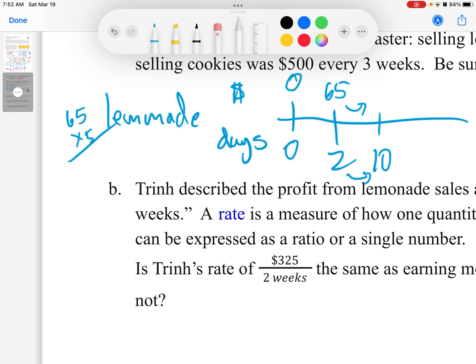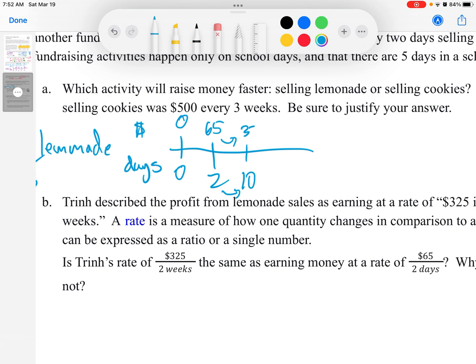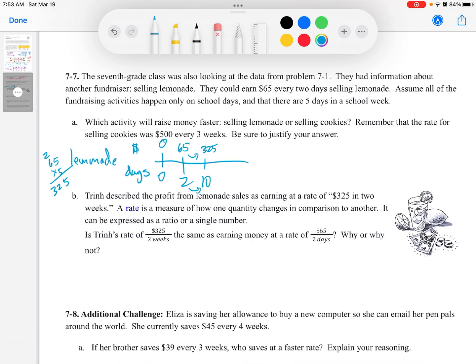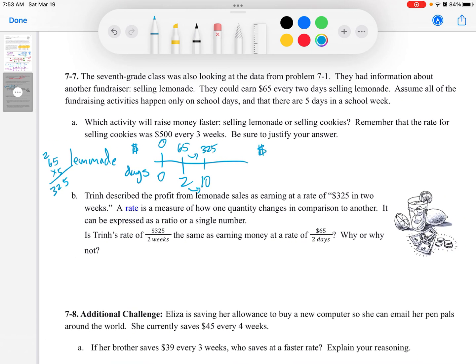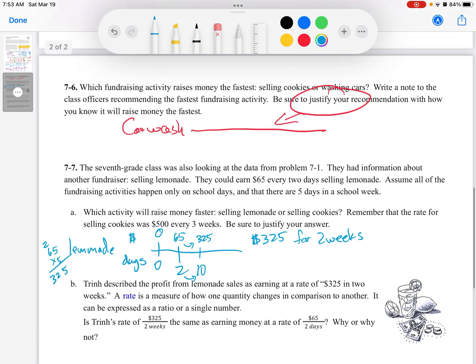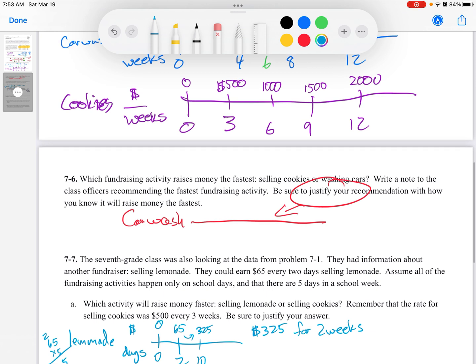2 weeks. And if I could just figure out what it'd be for 2 weeks, then at least we could have them both as weeks, right? So 325. There we go. So that means now that lemonade is $325 for 2 weeks. All right, now we're finally able to do some comparisons, or some work at least in comparisons.